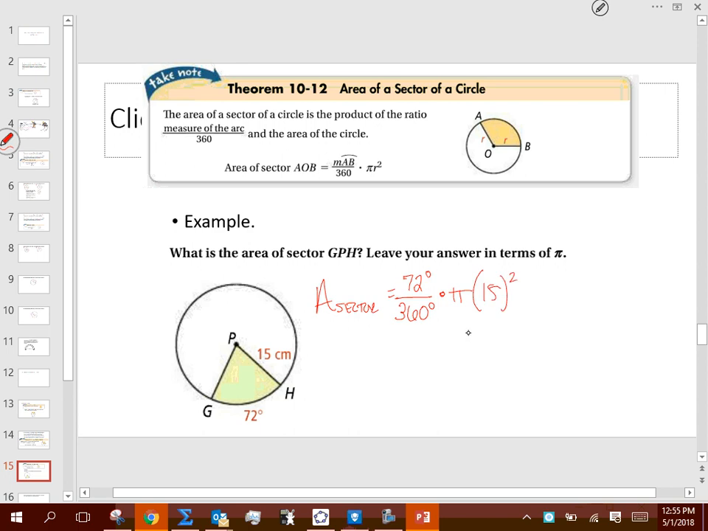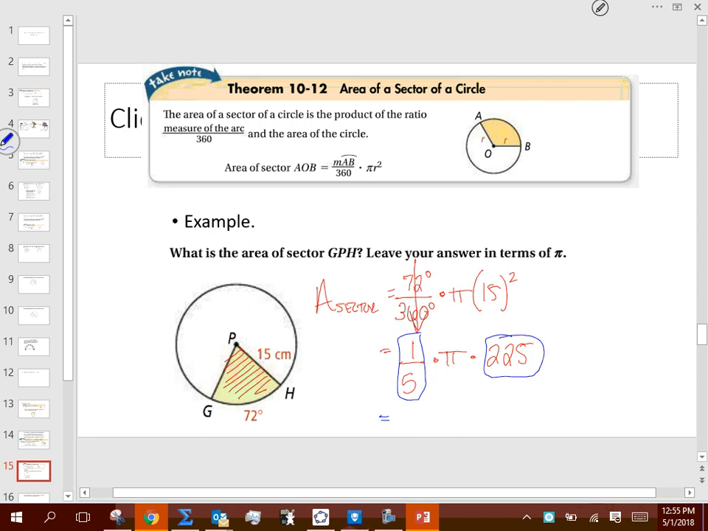Okay? And the reason we do that is because this here, which reduces to 1/5, basically tells me that there are 5 of these slices that would make up the whole circle, right? I only want the area of one of them, so I take the whole circle and multiply it by 1/5, and it should give me just one of those slices. 15 squared is 225. Which of those three numbers, which two work well together? Yep, I'll multiply those together, and that gives you 45.